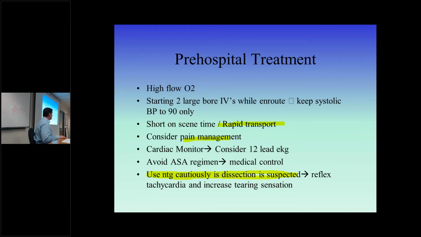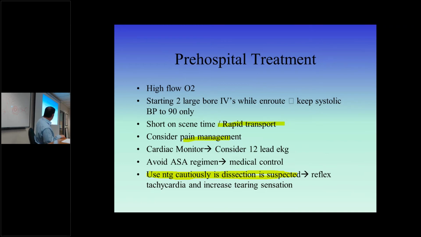Same thing, avoiding the aspirin regimen. Why do we want to do that? Because we want it to clot. If there's any tearing right there, we want clotting to happen, and aspirin is basically trying to prevent that. And that's the other aspect they're going with on nitro: reflex tachycardia increases that tearing sensation.